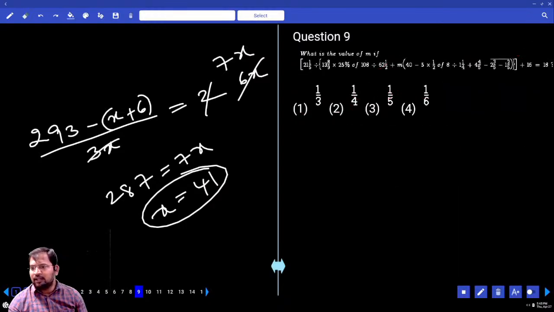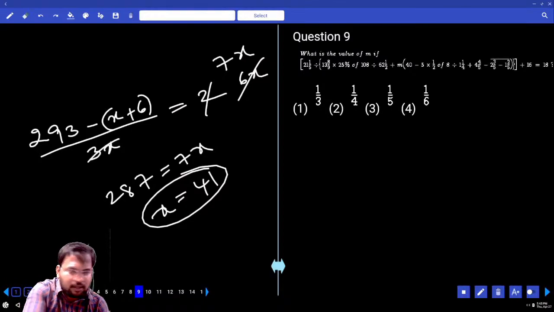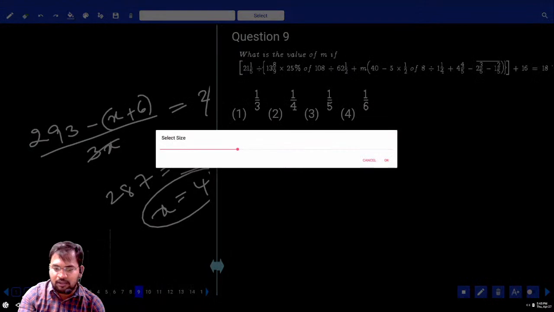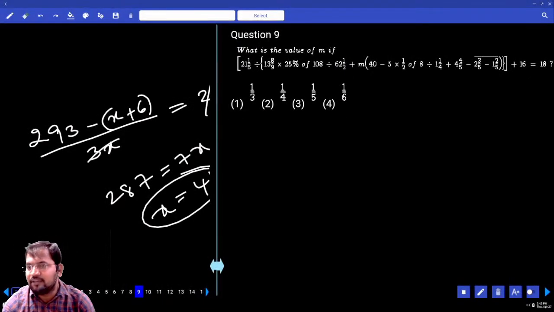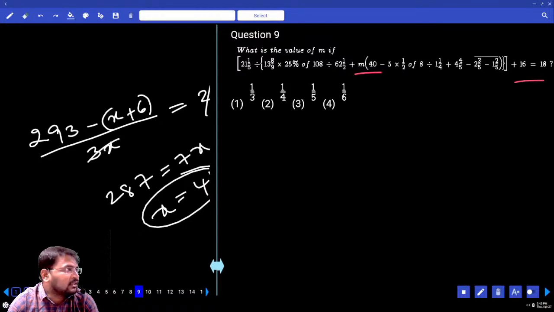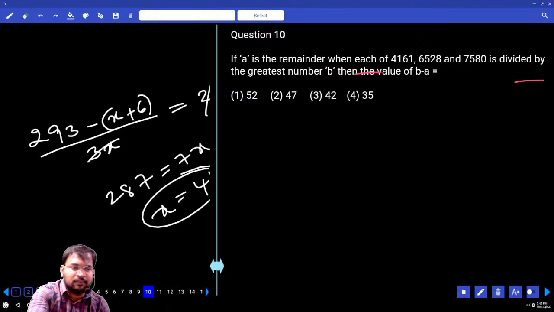See here, this question is wrong. Some data is missing in this question, because a question mark is there and an M is there. Okay? Some data is missing in this question. Next question.